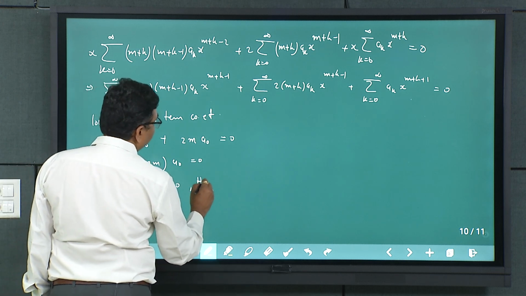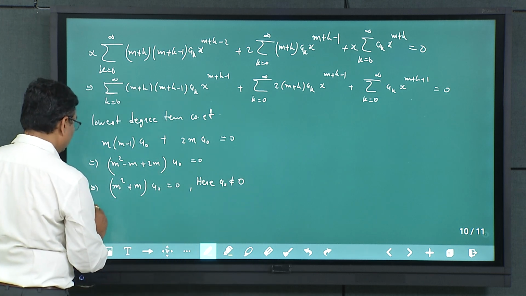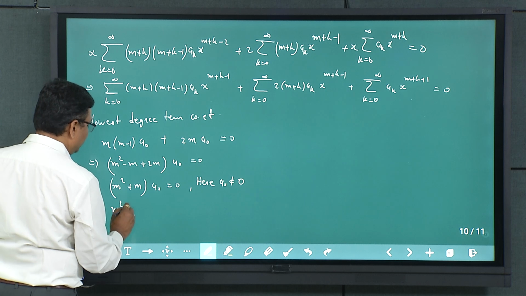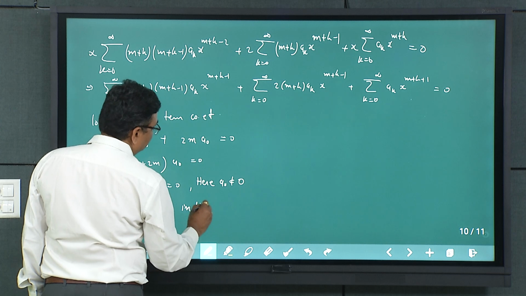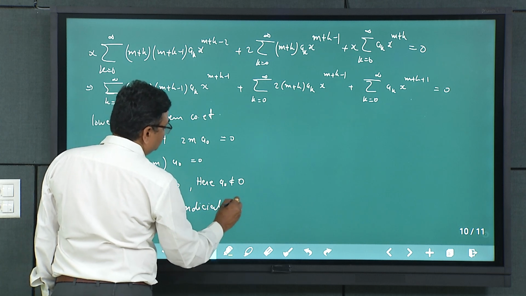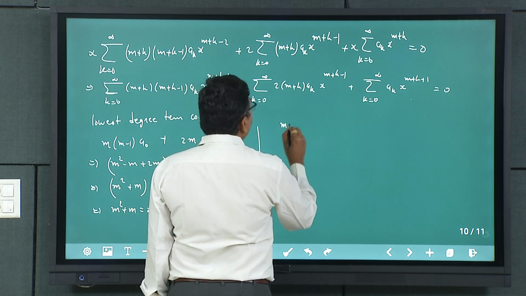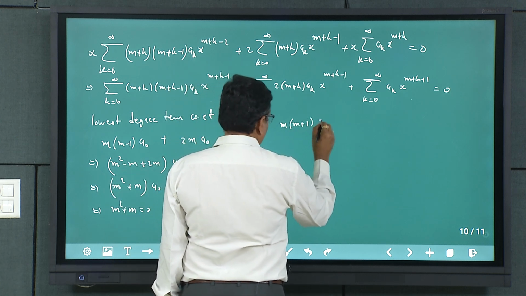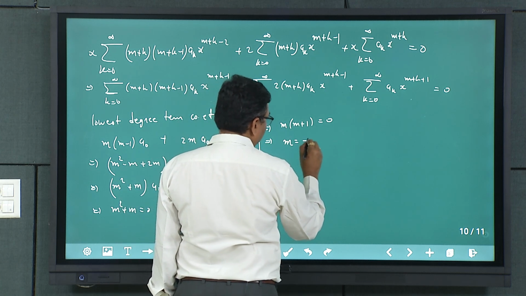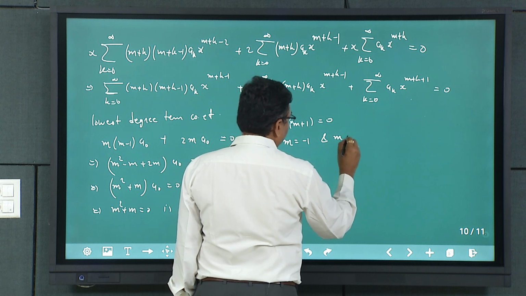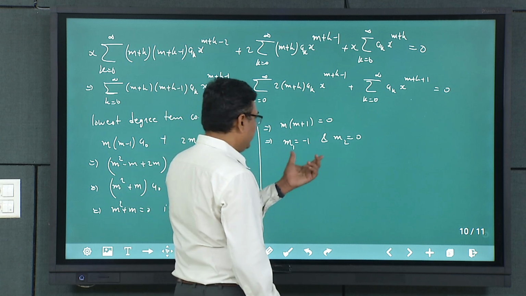Now, here a0 is the lowest degree term coefficient, which is not equal to 0. So, m square plus m equal to 0 is the indicial equation. From this we get m into m plus 1 is equal to 0. So, this implies m equal to minus 1 and m equal to 0. So, m1 is equal to minus 1 and m2 is equal to 0. So, here the roots are different.